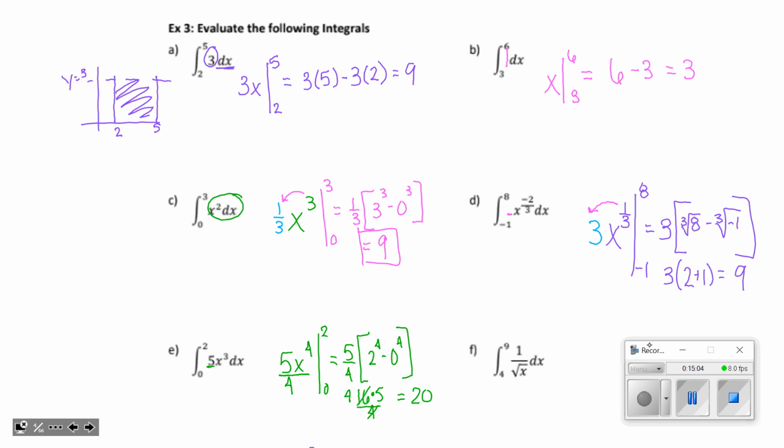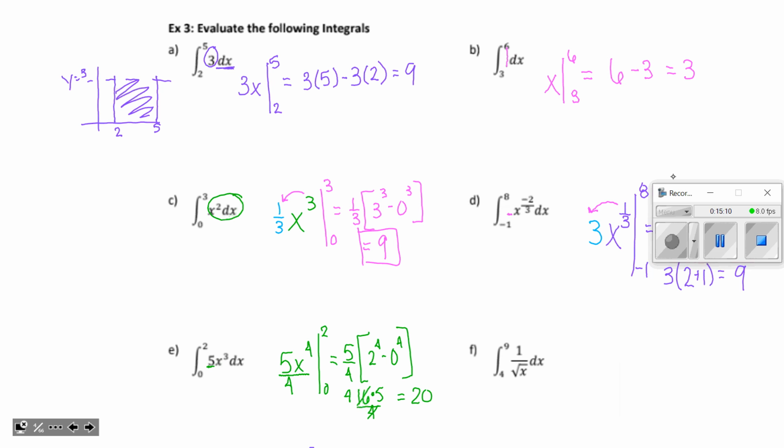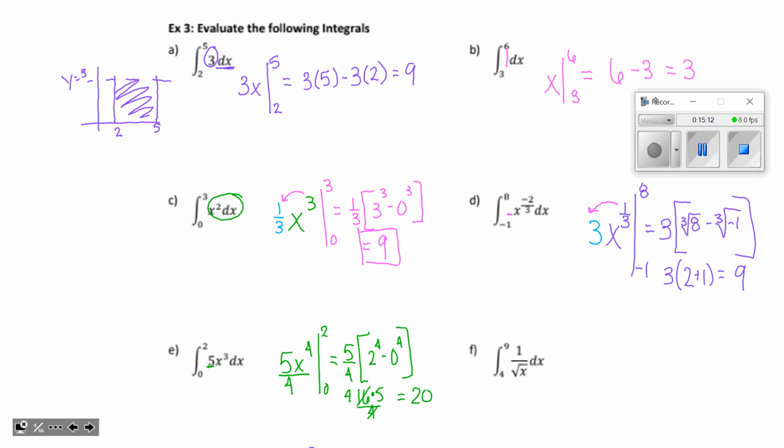You will experience these problems on the no calculator portion of the AP test, so it's important to think about some of these algebraic strategies. You don't want to waste time multiplying 16 times 5 only to turn around and divide by 4. That's a waste of time.